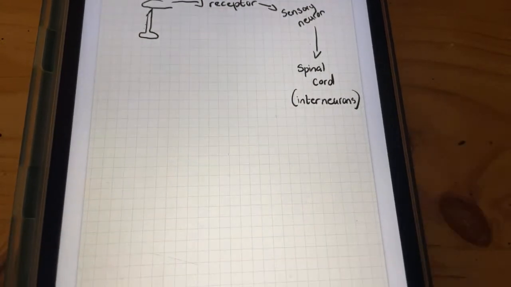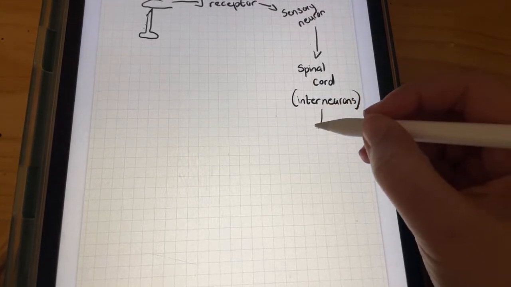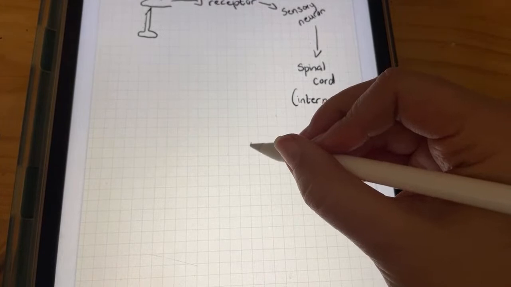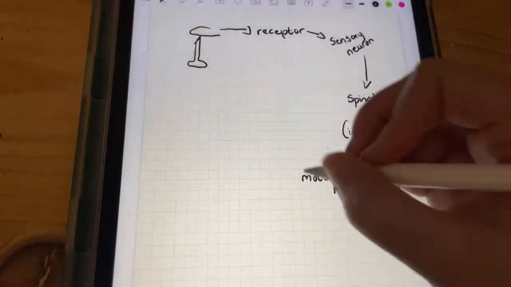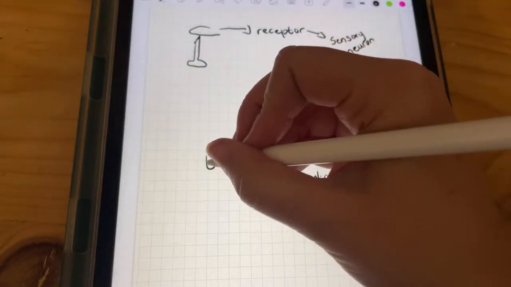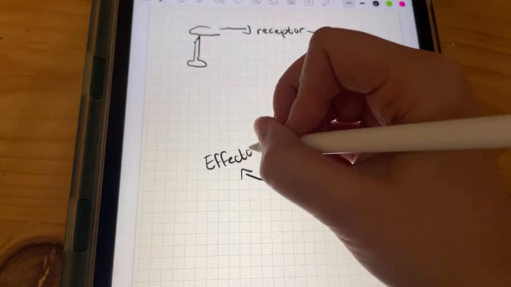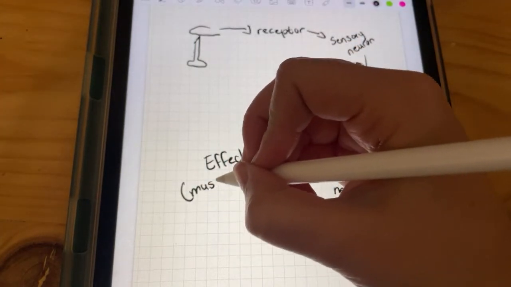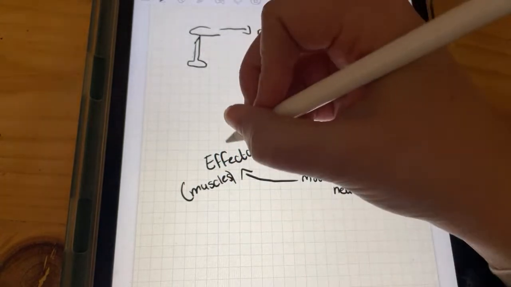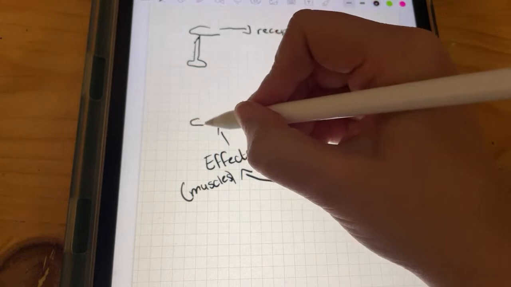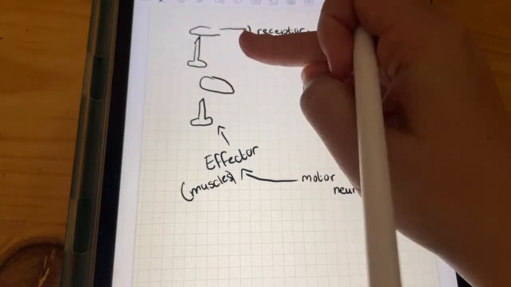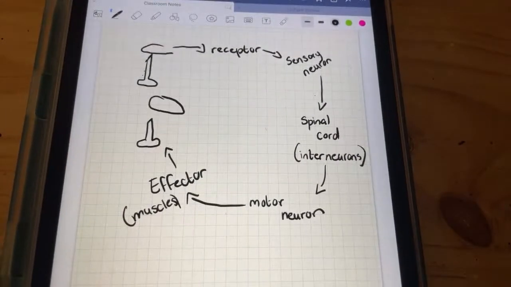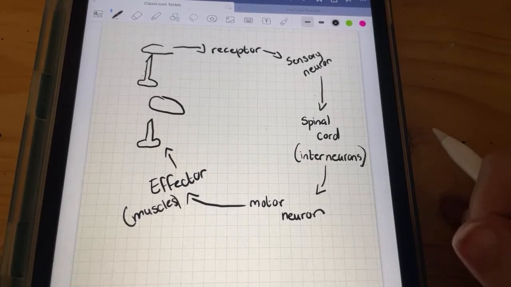The spinal cord then makes a decision, which is move away from the sharp, harmful object. That instruction is carried by the motor neuron. The motor neuron then sends a message to the effector, which in this case is going to be the muscles in my finger. And what do I do if here is the sharp object? I have now pulled my finger away from the sharp object. And that is a reflex arc. How simple is that? Super easy, right?